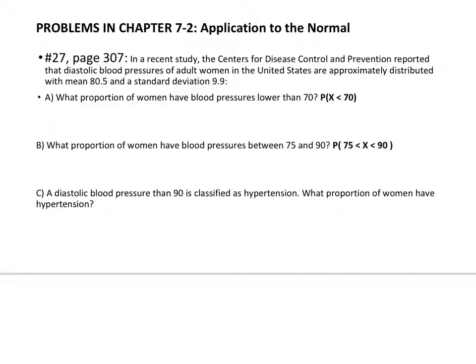So in this chapter, in 7.2, we have applications to the normal distribution. Our first problem we're going to look at is problem number 27 on page 307. In a recent study, the Centers for Disease Control and Prevention reported that the systolic blood pressure of adult women in the United States is approximately normally distributed with a mean of 80.5 and a standard deviation of 9.9. The first question is, what is the proportion of women that have a blood pressure lower than 70?